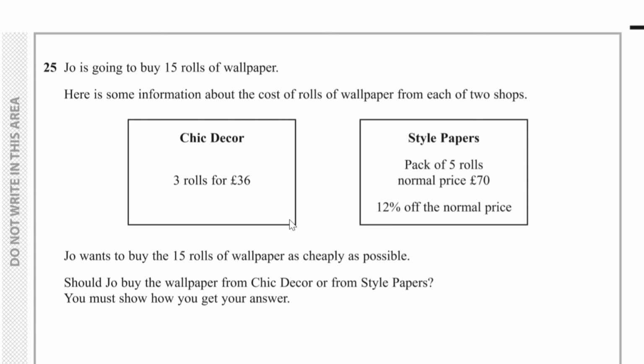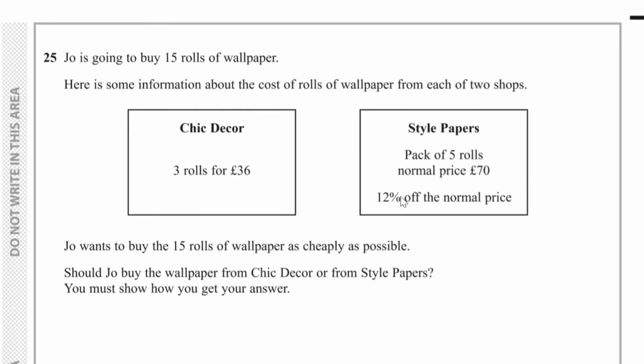Question number 25. Joe is going to buy 15 rolls of wallpaper. Here's some information about the cost of rolls of wallpaper from each of 2 shops. So with Chick Deco, 3 rolls cost £36, and with Style Papers, a pack of 5 rolls, the normal price is £70, and we have 12% off the normal price. Now, Joe wants to buy 15 rolls of wallpaper as cheaply as possible. Should Joe buy the wallpaper from Chick Deco or from Style Papers? You must show how you get your answer.